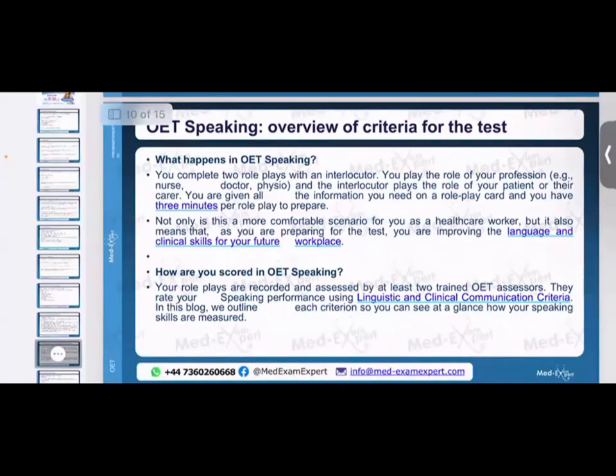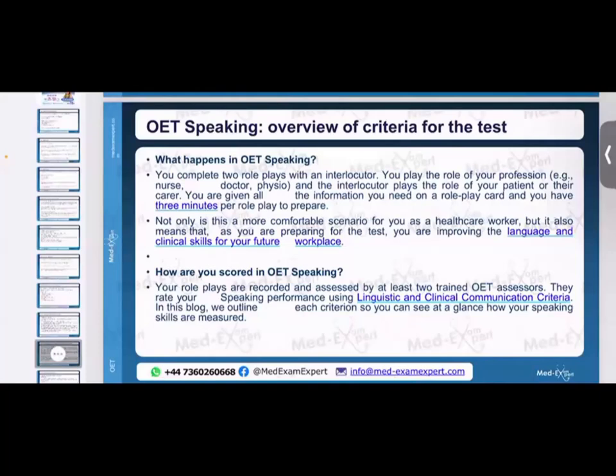So OET speaking, I'm going to give a brief overview of the criteria and the speaking module as well. So what happens in OET speaking? You complete 2 role plays with an interlocutor, and you play the role of your profession. For example, nurse, doctor, physio, whatever you are, you have to play your role, and the interlocutor plays the role of your patient or their carer.